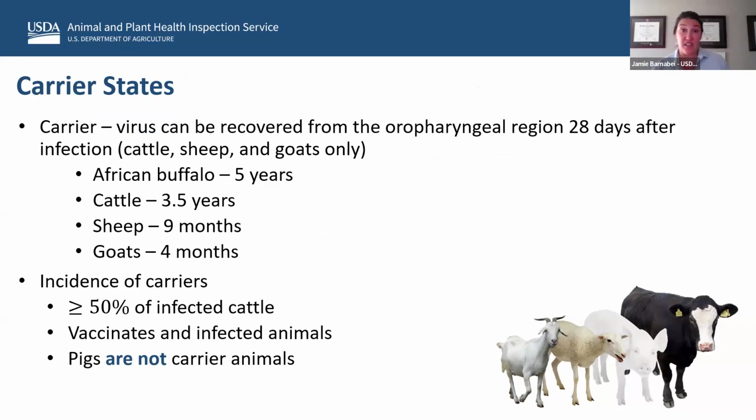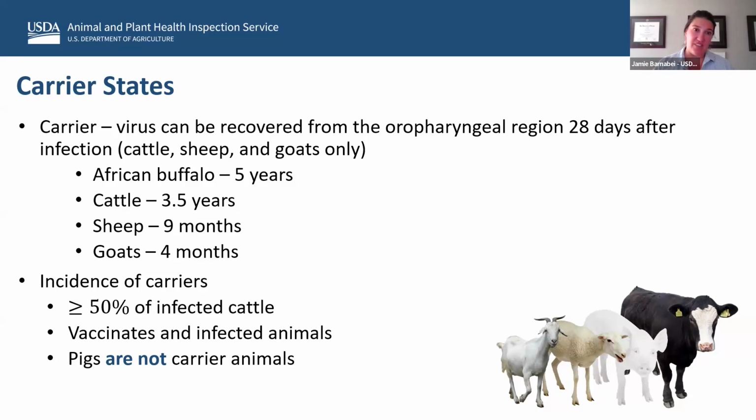Now, let's talk about carrier states. When we think about transmission and being infected, a carrier is really defined as an animal from whom you can detect virus from the oropharyngeal region 28 days after infection. So this applies to cattle and sheep and goats only, and African buffalo. We don't have a lot of those in the US. But when you think about South Africa and those territories where the virus is circulating, they do have African buffalo. They are true carriers. These guys can remain infected. You can find viable virus up to 5 years after they're infected.